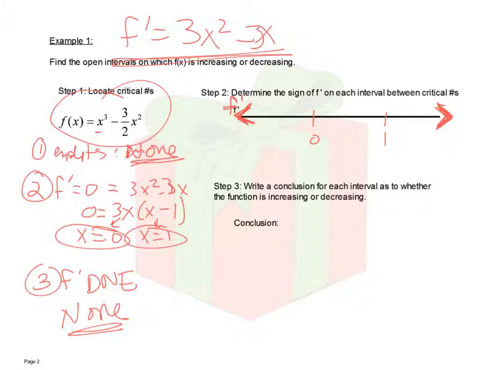Okay, so I'm going to pick any random number because it's either all positive or negative. You could choose negative 100 if you like. I'm going to choose negative 1 because I don't like using big numbers. I'm going to look at my slope or my f prime.